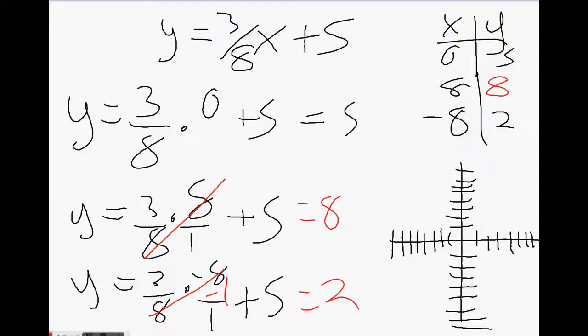So the first one is 0, so 0, 5. So start here. 1, 2, 3, 4, 5. Next we start with x is 8, which is here. We go up 8, which was the last one for us. And the last one we start at -8, and we go down 2, which is 1, 2. And so our line is kind of weird. Well, maybe it's curvy, I guess. Alright, so that's how you would go about that.